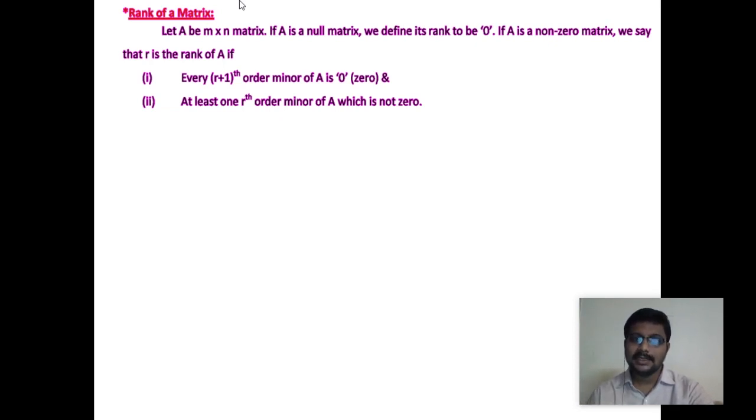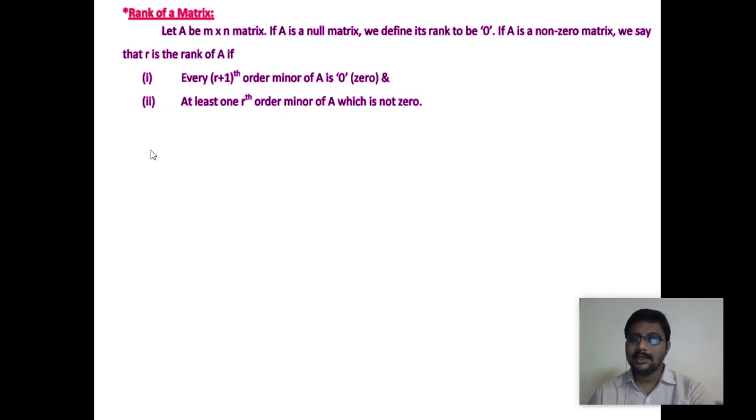Suppose A is null matrix. Null matrix means zero matrix. Zero matrix means if all the elements of the given matrix are zeros, then the matrix is called null matrix. We define its rank as 0. Null matrix rank is 0.